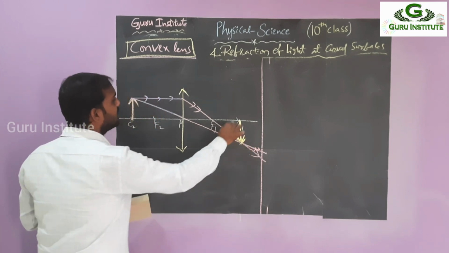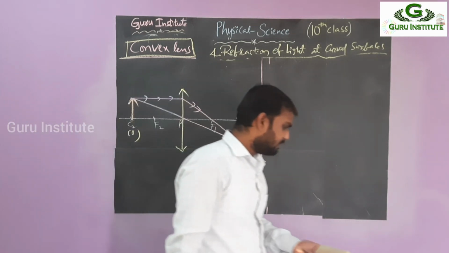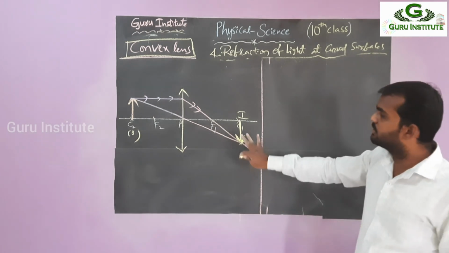Right? Here only it is met. This is the eye. This is the object O. Now observe the picture. This is the case at C. Before this, we saw the cases beyond C and at C. What do you see here?